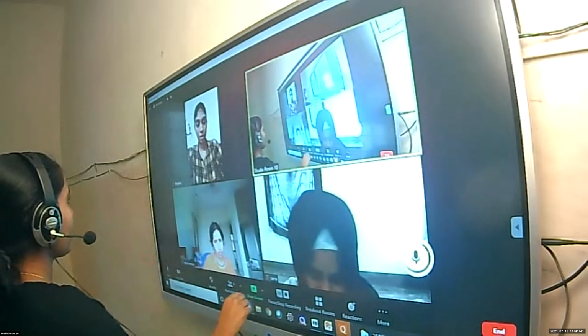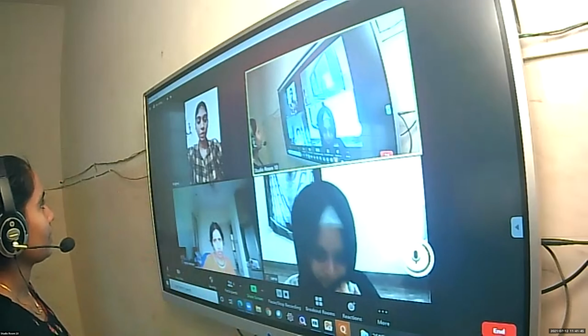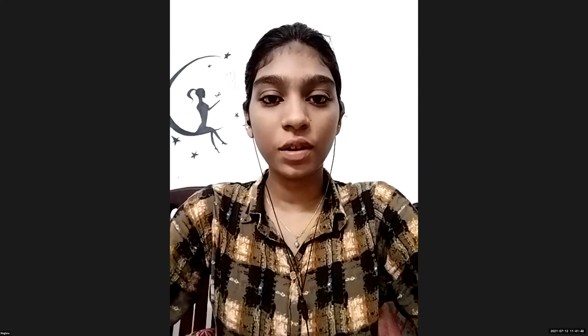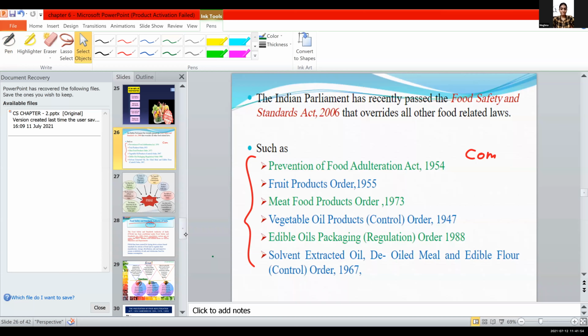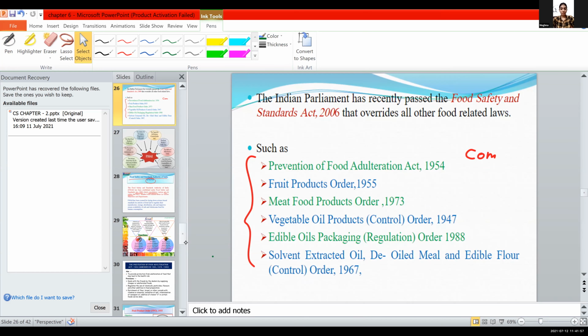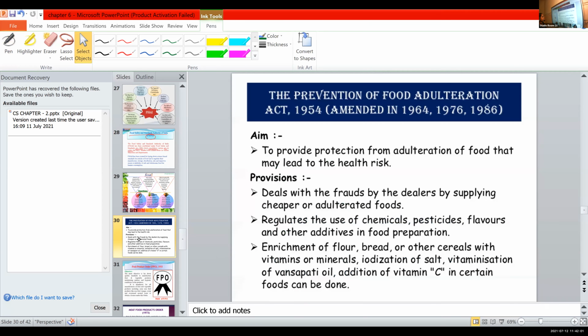Clear? Okay. Meghna, why do we need FSSAI? What is the reason? To consolidate. Very good. All the acts and orders and regulations in India. Very good. So the first one is the Prevention of Food Adulteration Act in 1954, not this year, 1954. PFA, Prevention of Food Adulteration Act.